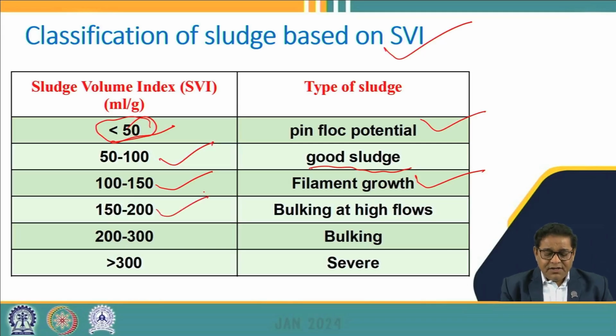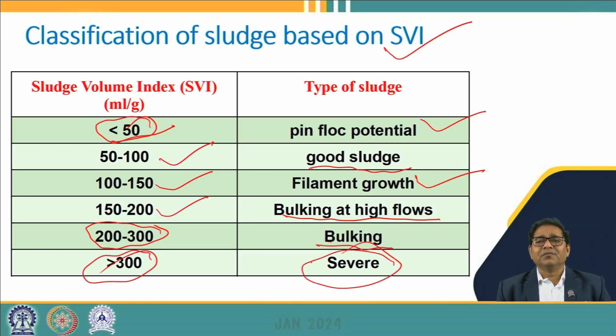And then if it is 150 to 200, then bulking of the sludge takes place during high hydraulic loading rate. And if it is 200 to 300, this is bulking of sludge, and in case it is more than 300, there will be a severe bulking of sludge problem in the system.